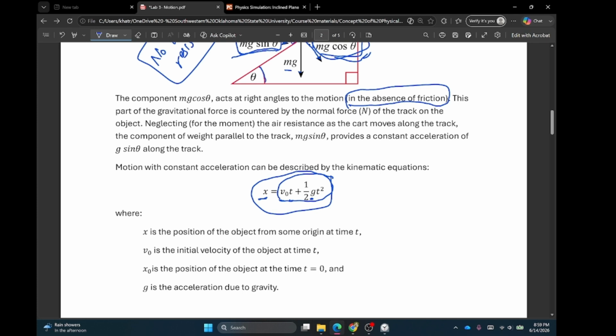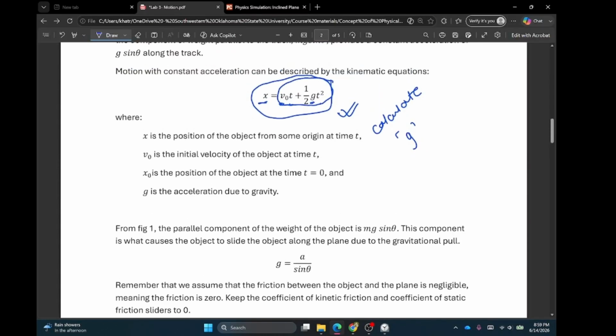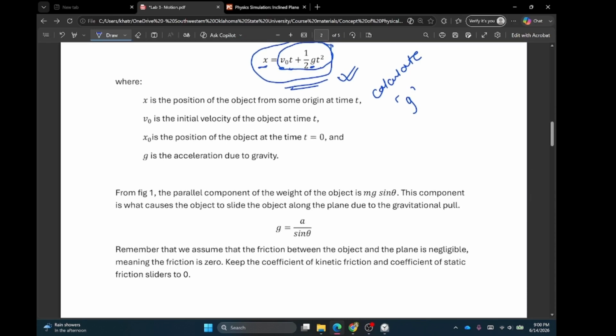Here v naught is initial velocity, t is time, g is acceleration due to gravity, and t square is basically time squared. So we will use this information to calculate g.